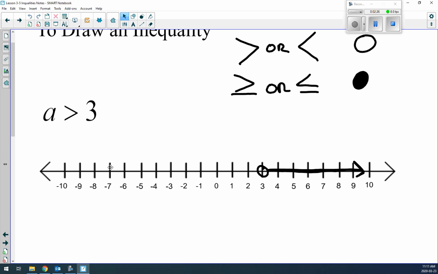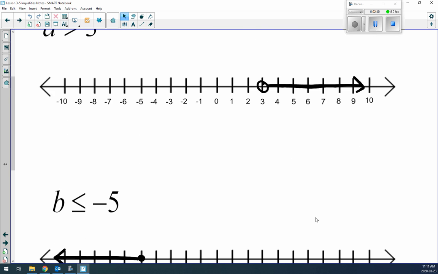Okay, so A is greater than 3. So at 3, since it's greater than, it's going to be an open circle, and it's everything to the right of that because it's greater than 3. Like 7 is greater than 3, or 10 is greater than 3. So we draw the line and we put an arrow at the end showing that it's greater than.